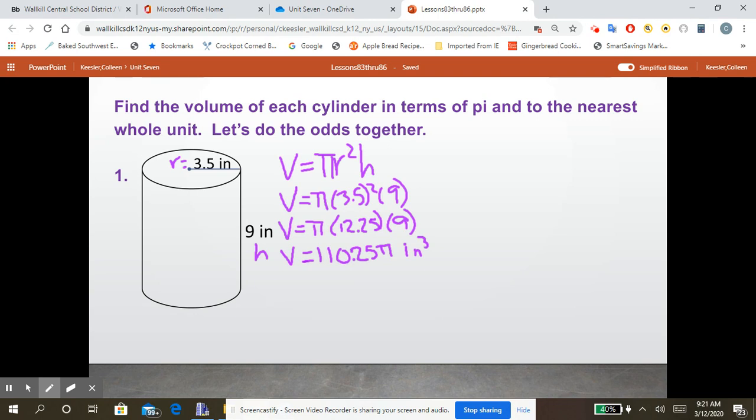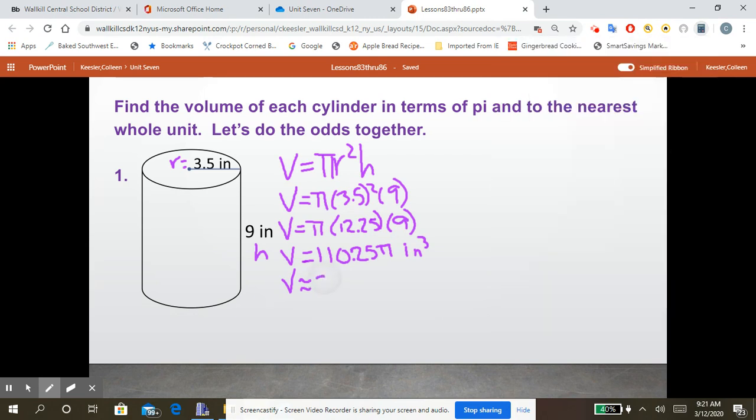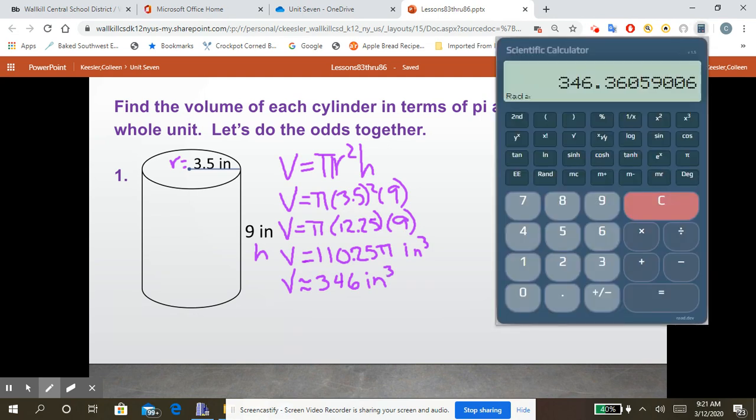So now, as it says in the directions, we want to round that to the nearest whole number. That's going to be an approximate answer because we're rounding. So now we take our 110.25 and multiply by the pi symbol, press equals, and we get approximately 346 inches cubed. Now, I didn't round up. I left it at 6 because after the 6 was 0.3, so we do not round up. We only round up if it's 0.5 or higher.